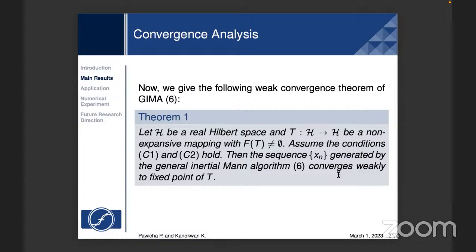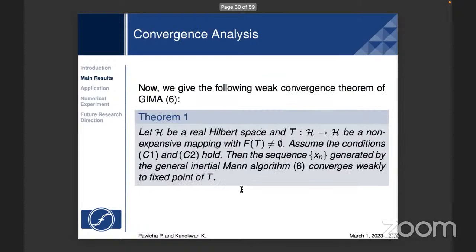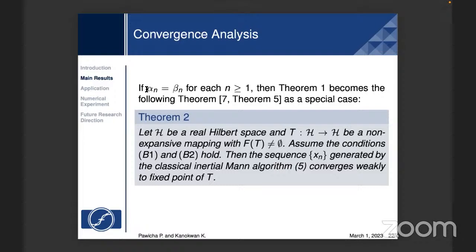Now we give the weak convergence theorem for the general inertial Mann algorithm. If the sequences u_n, w_n, and x_{n+1} are defined as in Equation 6 and satisfy the conditions C1 and C2, then we conclude that the sequence converges weakly to a fixed point of the mapping T. Here, T is a nonexpansive mapping. We also have the special case when alpha_n equals beta_n. The general inertial Mann algorithm reduces to the classical inertial Mann algorithm proposed by Mann, so we also obtain the weak convergence theorem.